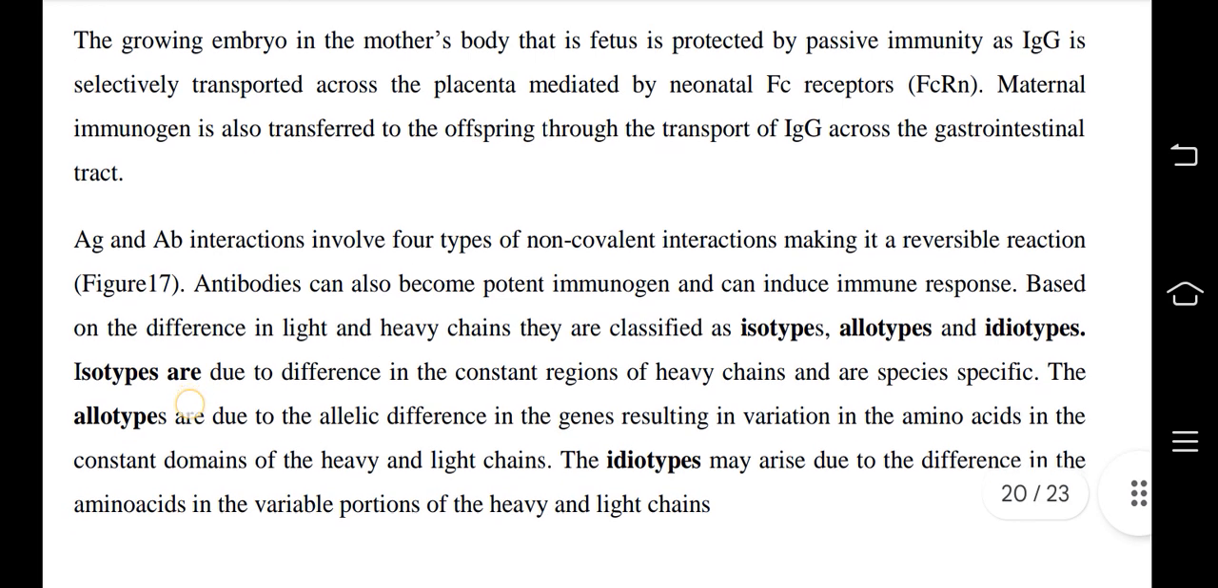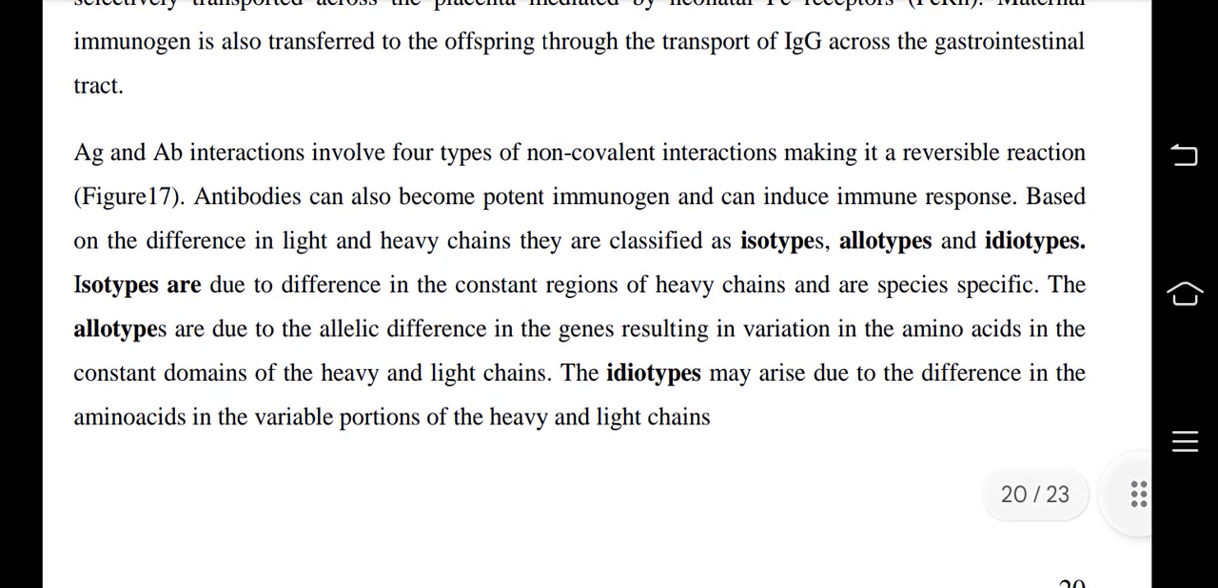Antigen and antibody interactions involve 4 types of non-covalent interactions, making it a reversible reaction. Antibodies can also become potent immunogens and can induce an immune response. Based on the difference in light and heavy chains, they are classified as isotypes, allotypes, and idiotypes.